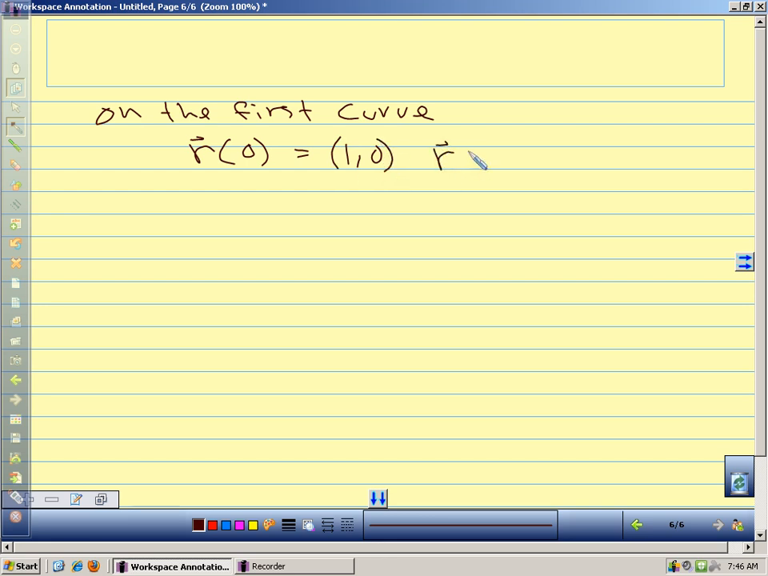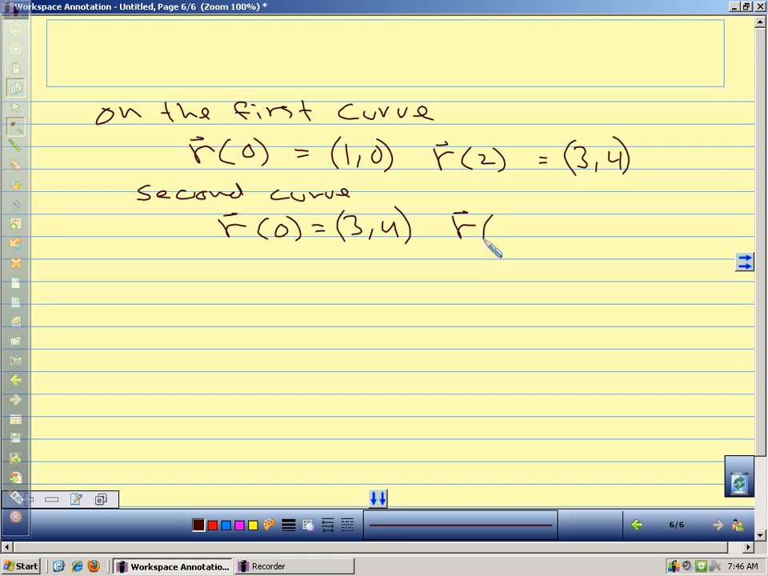And we went from 0 to 2. R of 2 is 3, 4. And on the second curve, r of 0 is 3, 4, and r of pi over 2 is 1, 0.